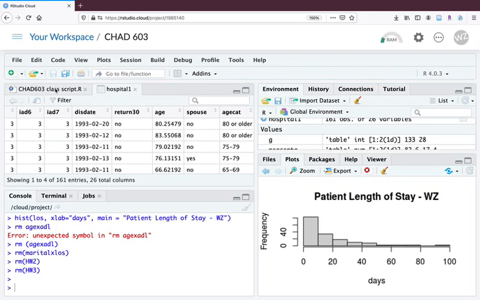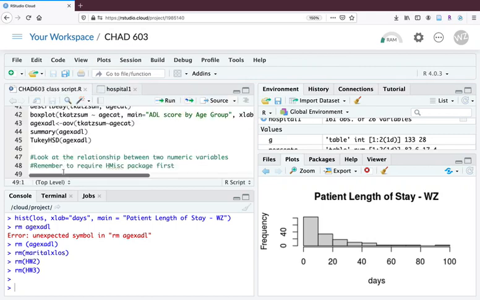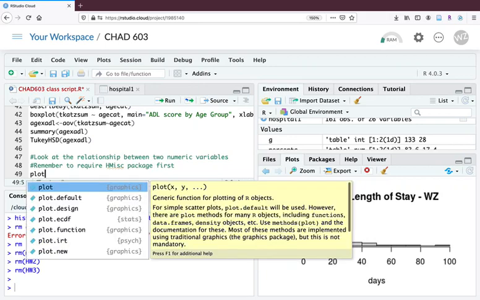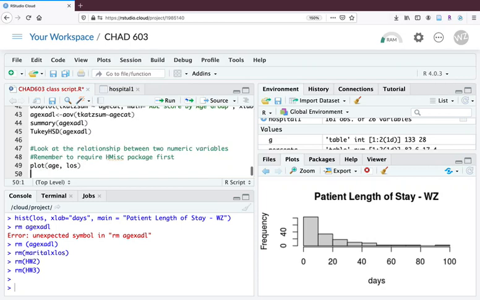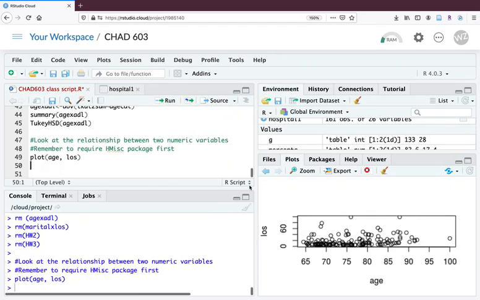So the function that we're going to use here is plot. And you just in parentheses put the two variables. So I'm going to say age. Now it's not the age cat or age 8, it's just age. And we're going to put a comma and LOS. And it doesn't matter, by the way, which variable goes first in this plot. And when we run it, oops, I didn't hit run, I hit enter.